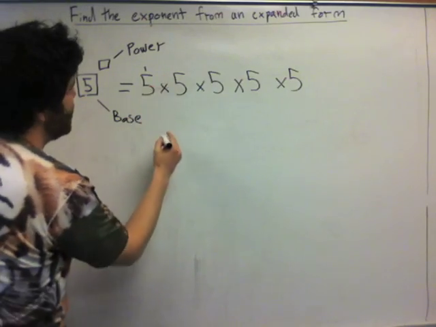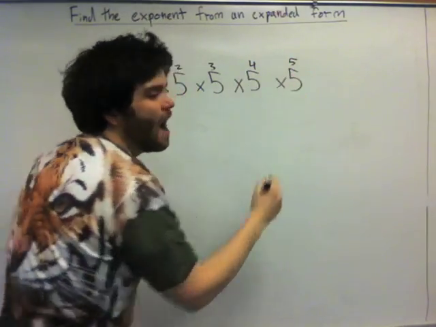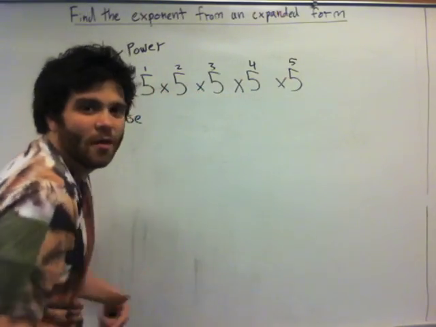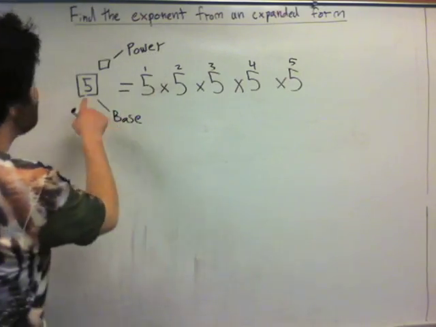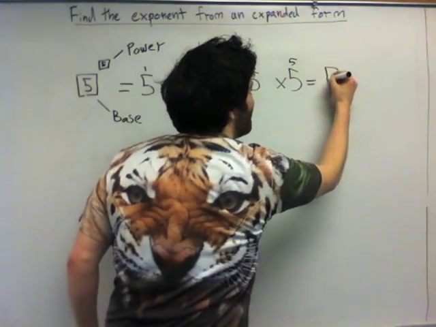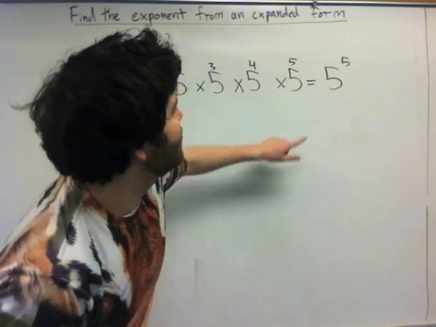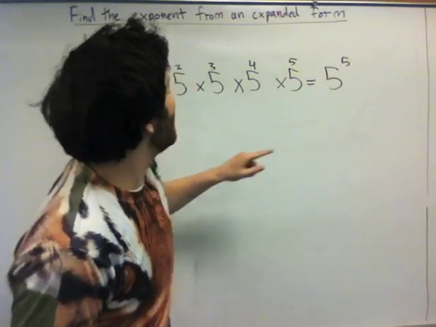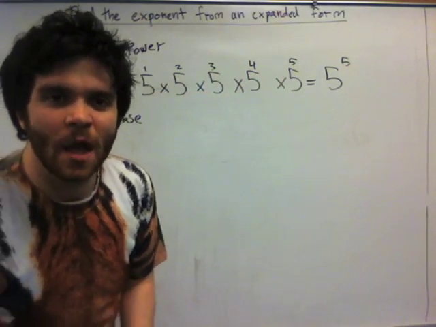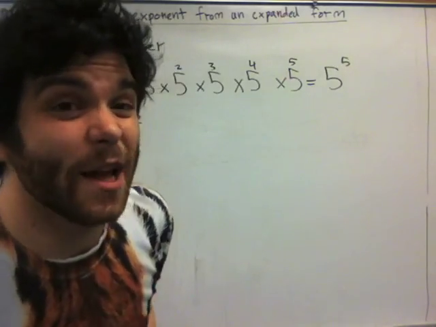Well, I got 1, 2, 3, 4, 5. I've got 5 5s, and they're all multiplied together, so that's got to be 5 raised to the 5th. This is equal to 5 to the 5th. Why? Well, our base, the number that we're working with, is 5, and our power is 5 because we've got 5 5s. Let's check out some other expanded forms and see if we can figure out what exponents they really are.